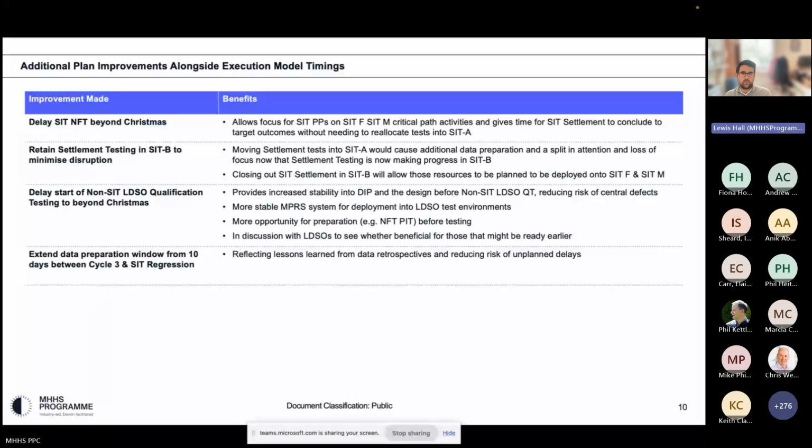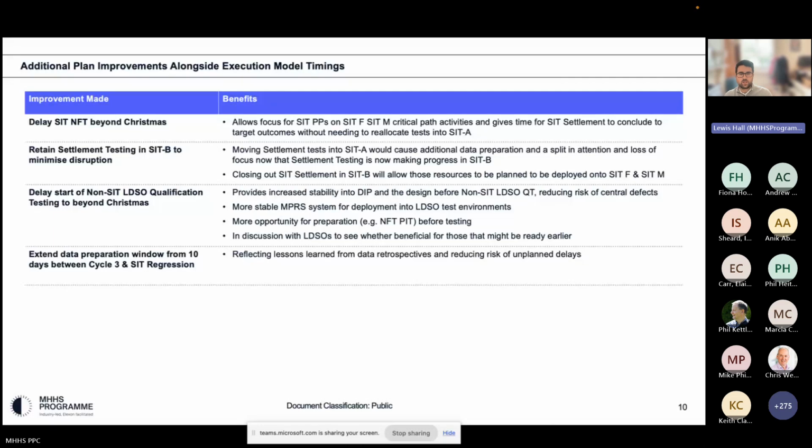Great. So this slide is just around some additional improvements that we've made to the plan, and you'll see when we get to that, we've delayed the start of SIT non-functional to after Christmas. This allows program participants to focus on SIT functional and SIT migration, as well as giving more time to SIT settlement testing. By giving more time to SIT settlement testing, we've retained as much of the scope as possible in the SIT B environment.